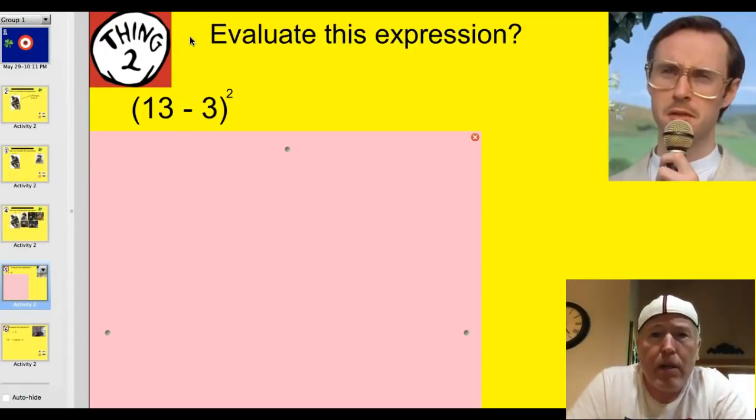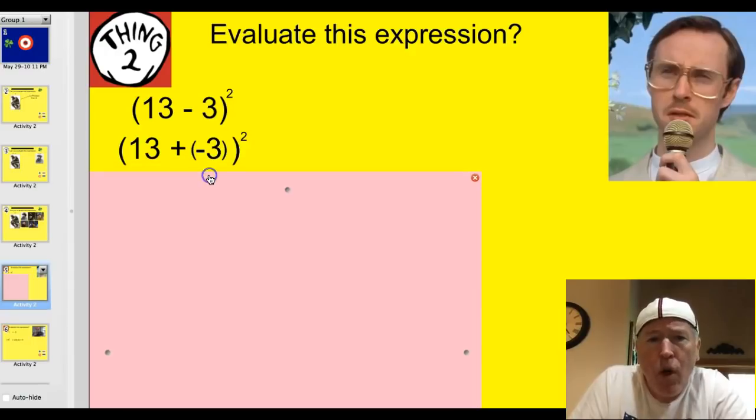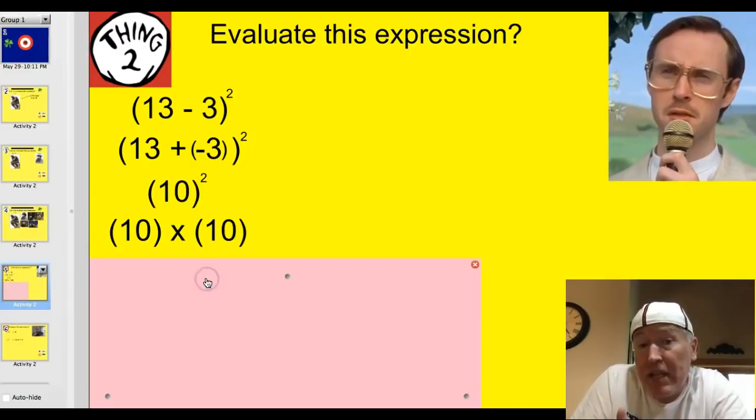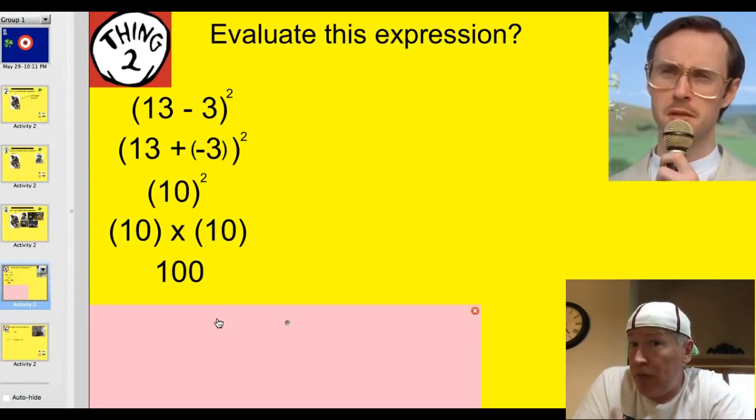Okay, thanks, Kip. Let's evaluate this expression then. What's 13 minus 3, the entire quantity squared? This is thing 2 you've got to know. Well, that's the same as 13 plus a negative 3, and then we have to square the whole thing. 13 minus 3 is just 10, and 10 squared is the same as 10 times 10. You take everything that's in the parentheses and multiply it by itself. 10 times 10 is 100. You with me?